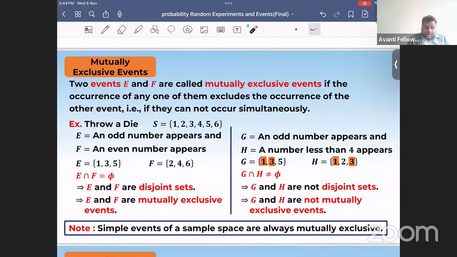Am I clear? Now, like if you throw a dice, E is the event that an even number appears and F is the event that an odd number appears. So definitely this E and F are mutually exclusive. They cannot occur simultaneously. And in that case, E intersection F is phi. We say E and F are disjoint sets or mutually exclusive events. Got it?